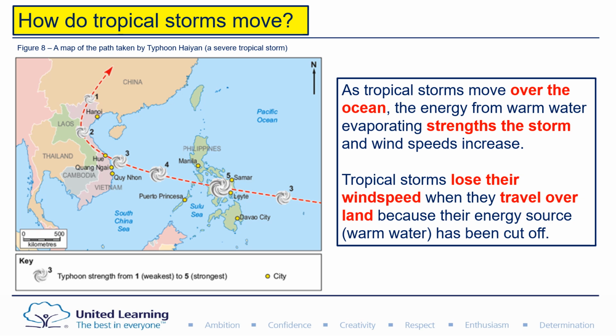As tropical storms move over the ocean, the energy from the warm water evaporating strengthens the storm and the wind speed increases. So the longer the storm's over the water, the stronger it gets. Tropical storms lose energy when they travel over land. This is because the energy source of the warm water has been cut off.